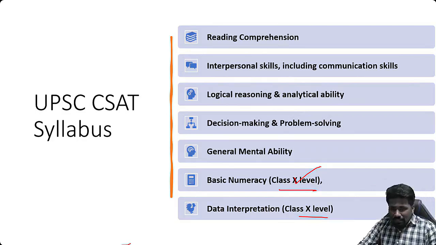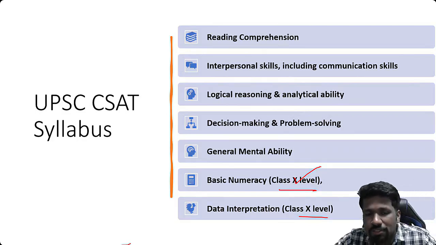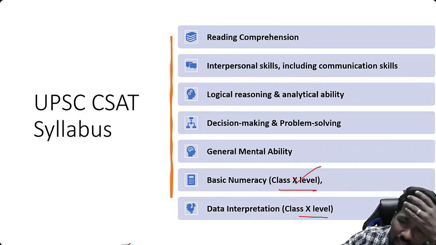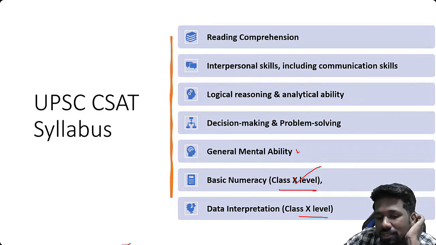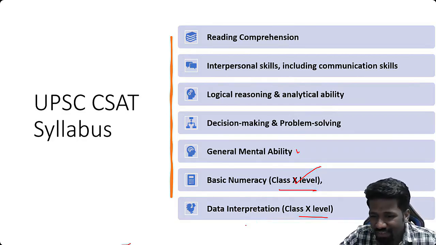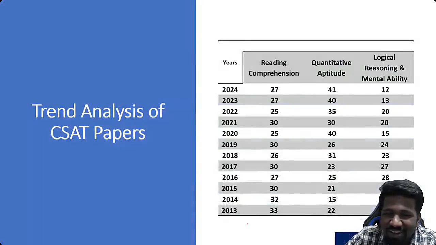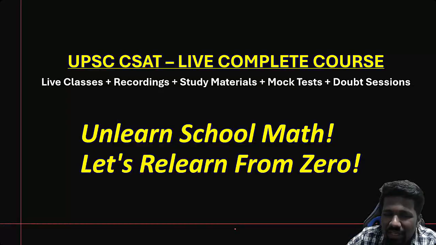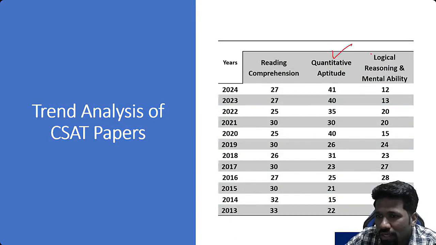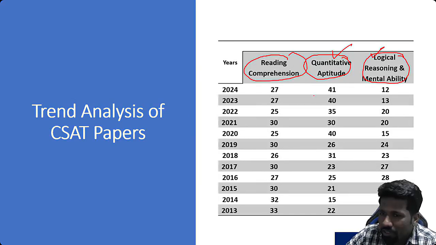Okay, so this is the syllabus: reading comprehension, interpersonal skills including communication skills, logical reasoning and analytical ability, decision making and problem solving, general mental ability, basic numeracy, data interpretation. But this syllabus is very vague. Just by looking at the titles, you will not understand what all the areas are. That is why I have divided this into 3 sections: quant, reasoning and comprehension. Quant means quantitative aptitude. Reasoning means logical reasoning and mental ability. And comprehension means reading comprehension.